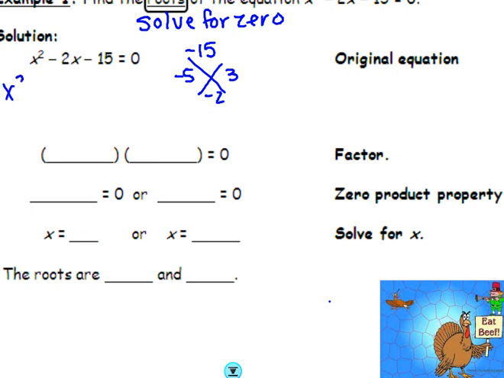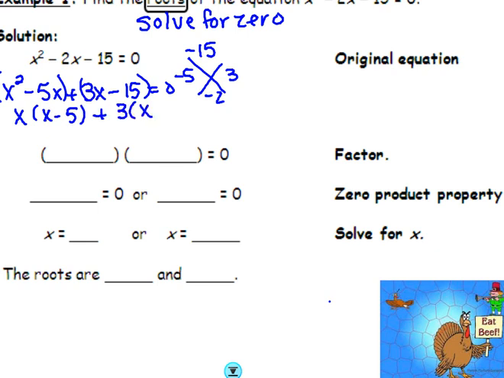So break the middle term apart. We're just factoring. Group the first 2, group the second 2. GCF, 3 is our GCF. And so our common factor is x minus 5, and we're left with x plus 3. So there's our factoring. Alright, zero product property says that if terms multiply together to get 0, one or the other has to be 0.